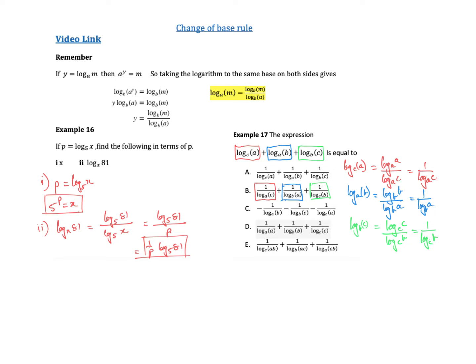All right, so just the last couple of little examples. Our change of base has really come about because our CAS, once upon a time, couldn't evaluate logs unless they were base 10, base 2, and base E, basically.